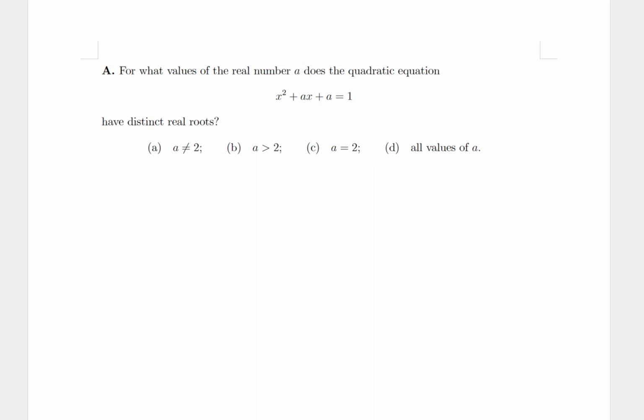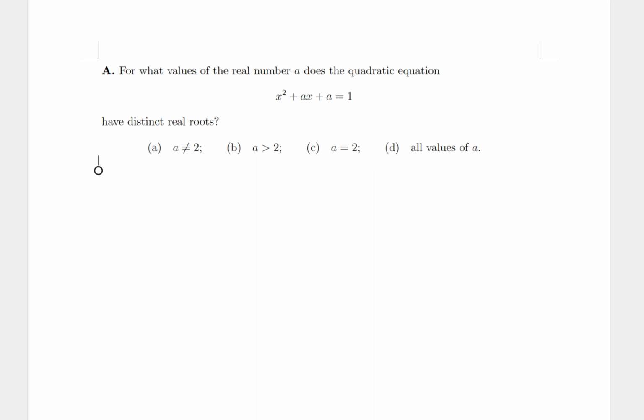Okay, so let's power through another paper today. So, 2013, question 1A. For what values of the real number a does the quadratic equation x squared plus ax plus a equals 1 have distinct real roots? Okay, so it's a pretty standard A-level question, right? It's just a discriminant, and that's about it.